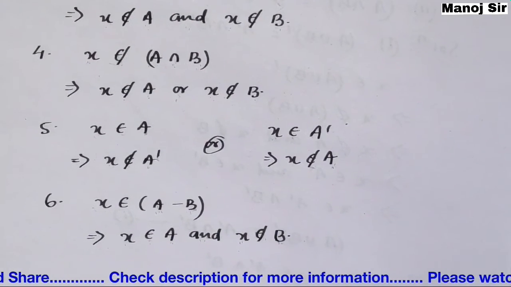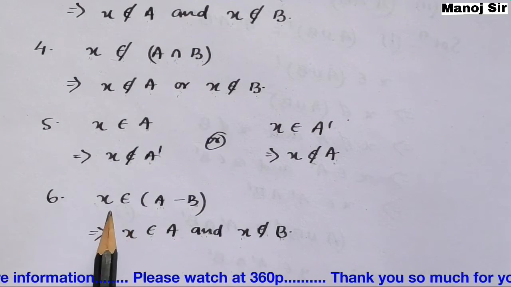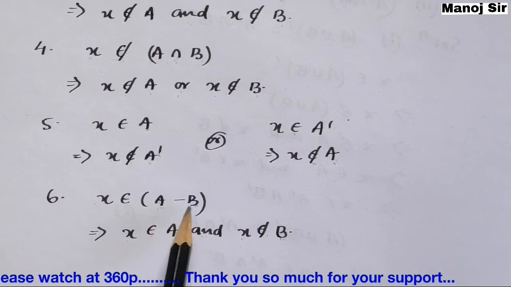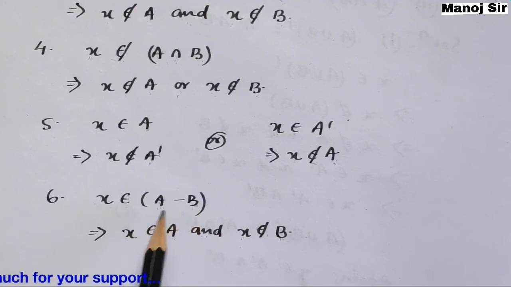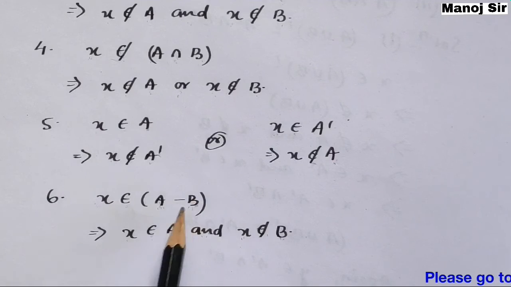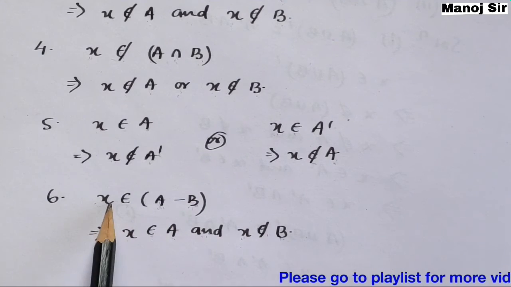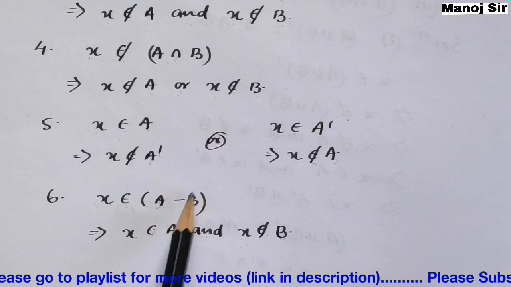With this we'll come to the last part, the most important part of this video. x belongs to A minus B. The element x belongs to A minus B. It means the element x is present in set A but not in set B.